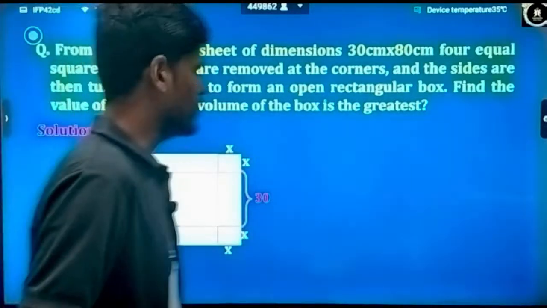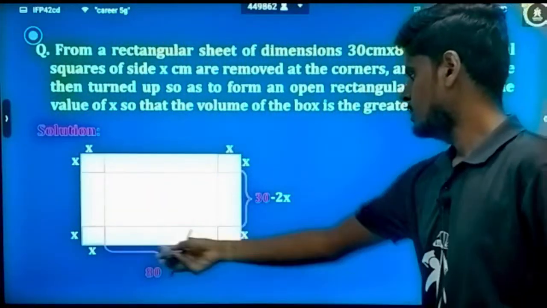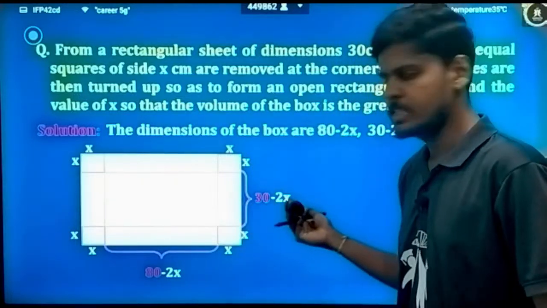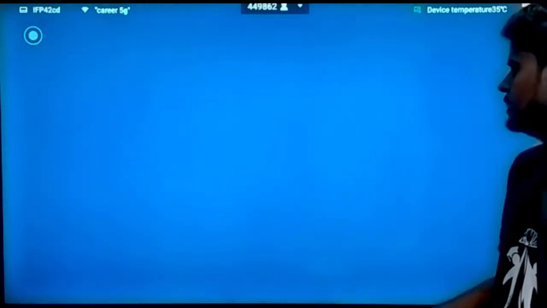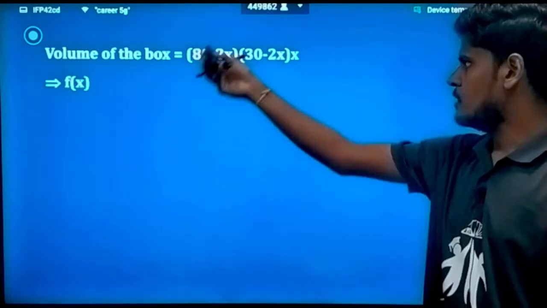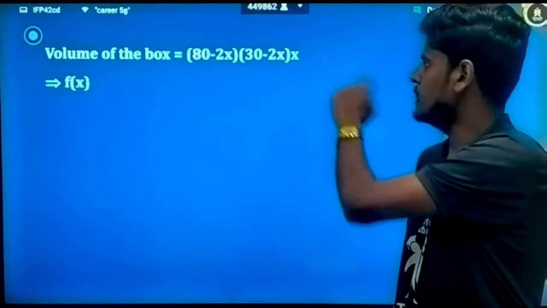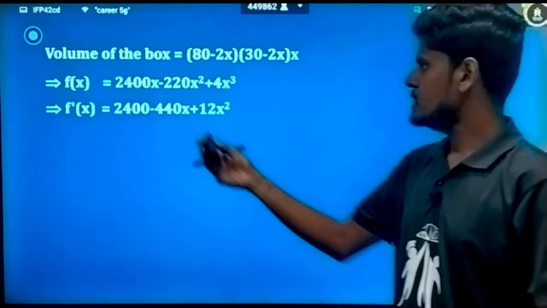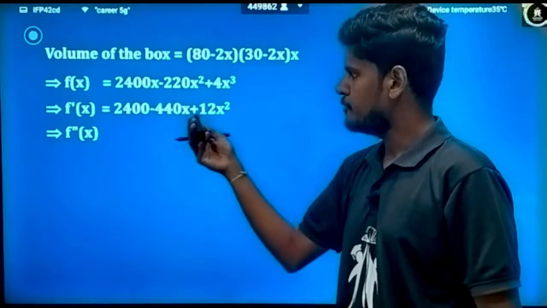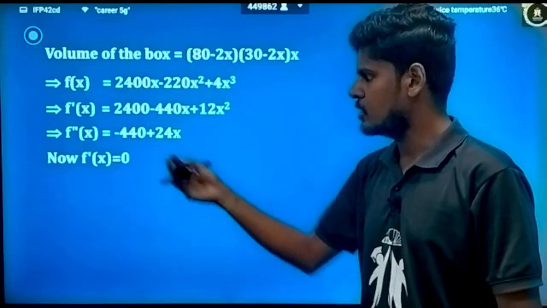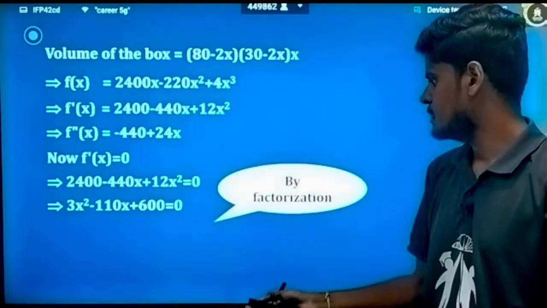Again, take the rectangular box. Total length is 80. In that we are subtracting 2x. From this side we are subtracting 2x from 30. So volume of box is given by 80 minus 2x into 30 minus 2x into x. So that is this function. And find f dash of x. That is this. F dash equal to 0 means find the value of x.